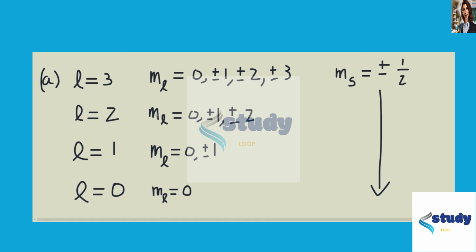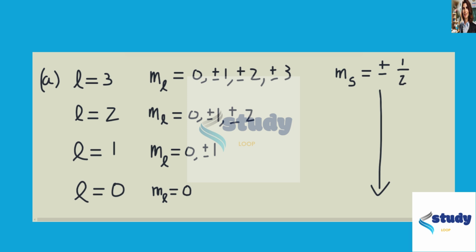So when L equals 2, M sub L can be 0, plus or minus 1, plus or minus 2. M sub S is still plus or minus a half. L equals 1, you get 0 and plus or minus 1. L equals 0, you get M sub L equals 0. And again, for both of those, M sub S equals plus or minus 1/2.